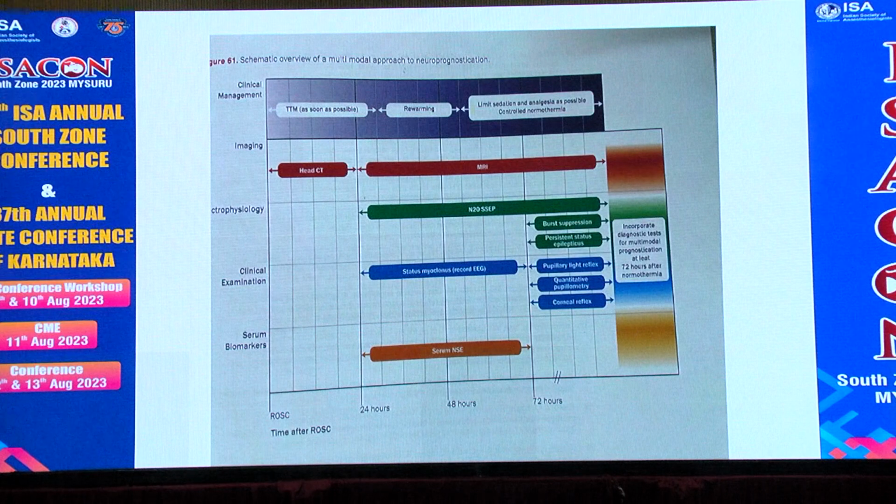neuronal specific enolase. In a normal patient, it will be normal. In a brain injury patient, it will be very high, and if the level is found to be very high, the chance of recovery is much less. And it should be done within 24 hours, 48 hours, as well as 72 hours.